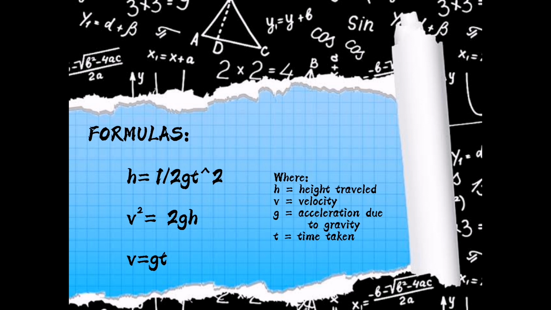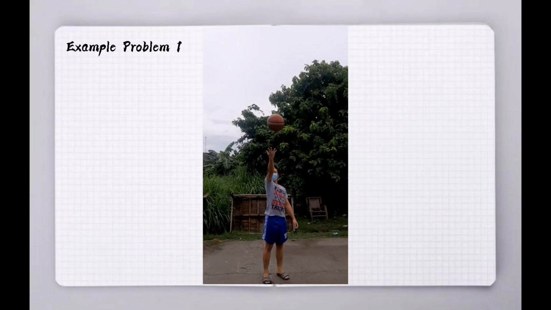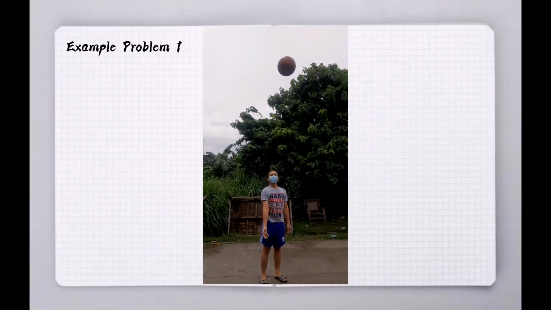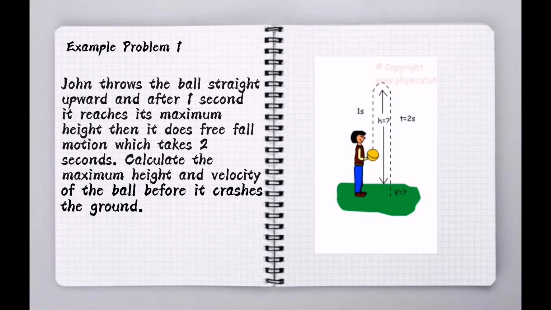Where h is the height traveled, v is the velocity, g is the acceleration due to gravity, and t is the time taken. Example problem 1. John throws the ball straight upward, and after 1 second it reaches its maximum height. Then it does free fall motion, which takes 2 seconds. Calculate the maximum height and velocity of the ball before it hits the ground.